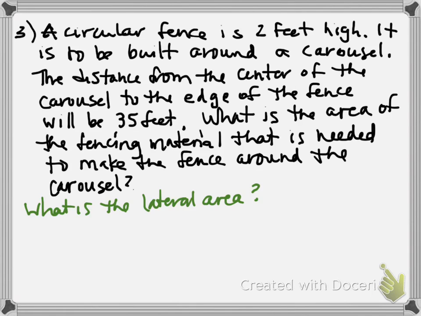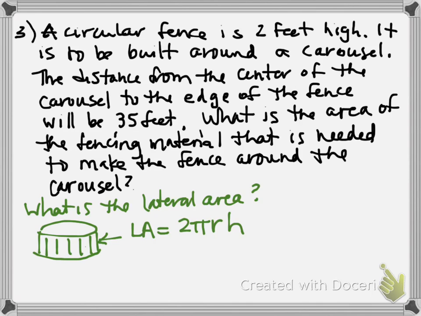So we basically take our fence and we're looking at this piece, right? Because again, we don't have a top, we don't have a bottom. And so this is the lateral area. So we're just looking at the circumference of the circle times the height. Let's see if we can identify those two pieces of information from this problem. Did it tell me how tall the fencing is? Yeah, it said it's 2 feet high. So we know that h is 2 feet.